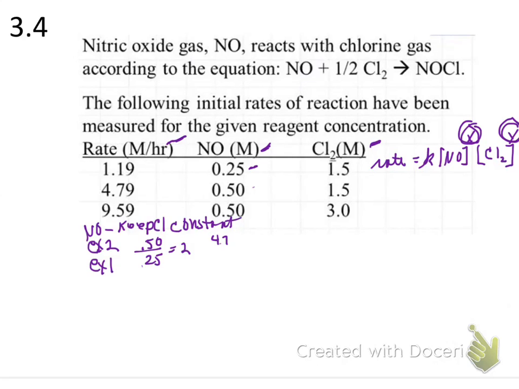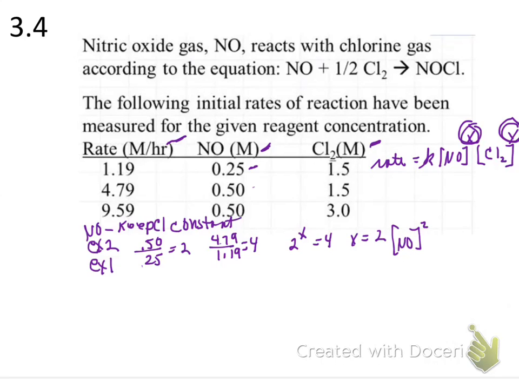If I use the same experiments, experiment 2 over experiment 1 for the rate, I get 4.79 over 1.19, which gives me 4. So what I have to look at is 2 to what power is going to give me 4. In this case, X is going to be 2. So NO is going to be to the second power.